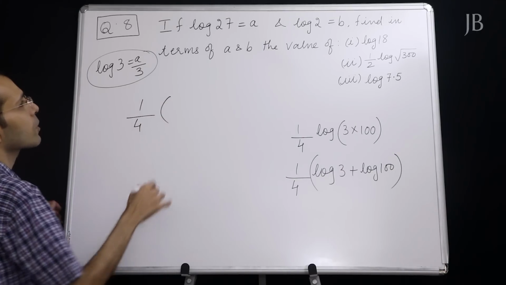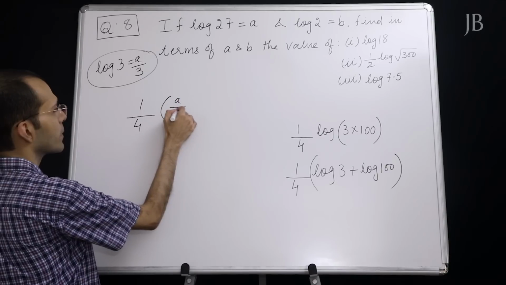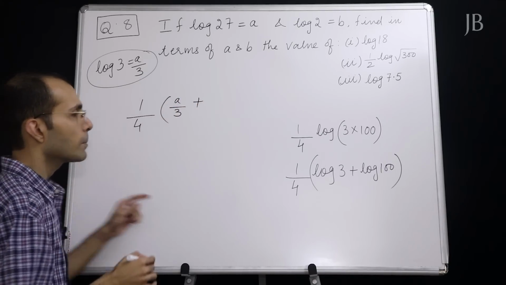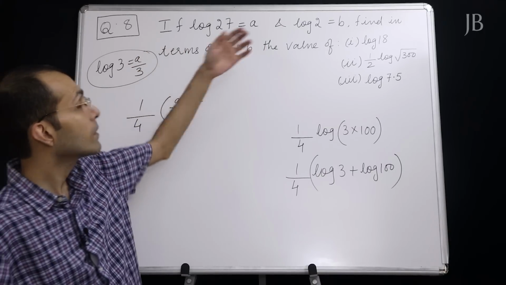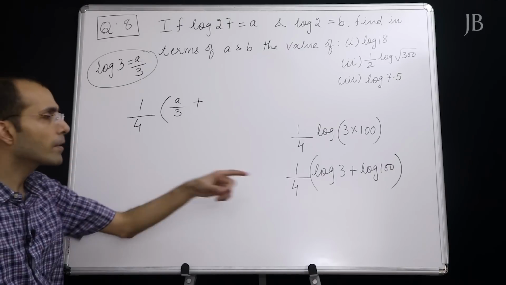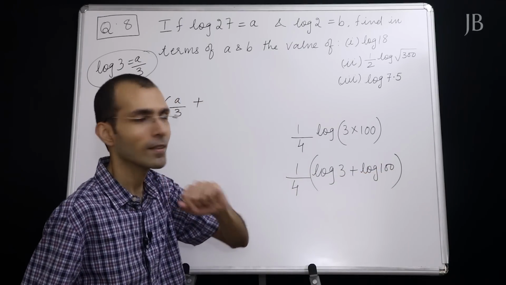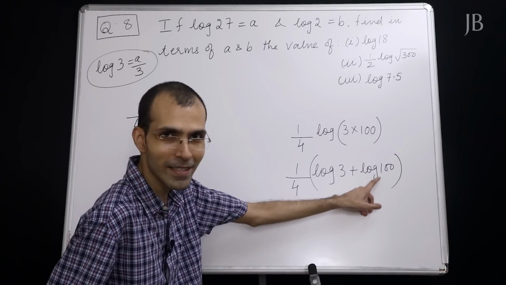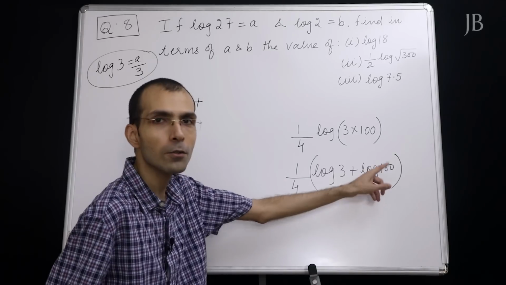Okay, now log 3 we know, here it is. We had extracted it in the beginning: A by 3 plus log of 100. One may wonder, where is log of 100? Nor can it be extracted. Remember, log of 100 is 2 to the base 10.